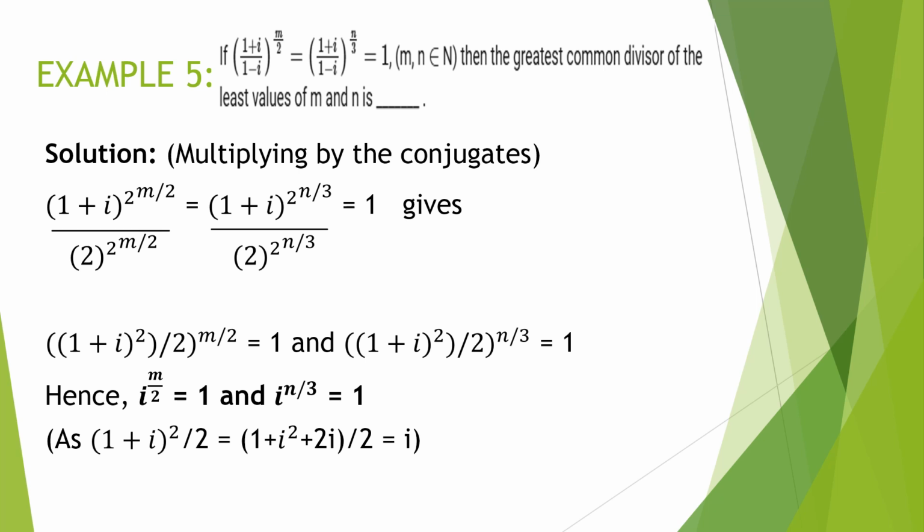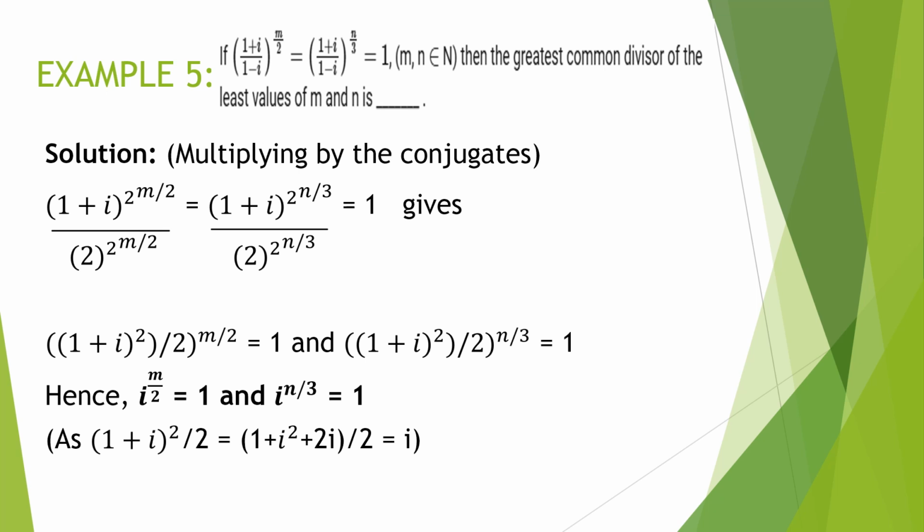Example 5. If ((1 plus i) upon (1 minus i)) raised to m by 2 is equal to ((1 plus i) upon (1 minus i)) raised to n by 3, both of them are equal to 1, m and n are natural numbers, then find the GCD, or the greatest common divisor, of the least values of m and n.